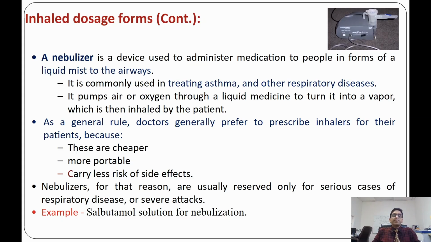A nebulizer is a device used to administer medication to people in the form of a liquid mist to the airways. It's commonly used for treating asthma and other respiratory diseases. It forces air or oxygen through the liquid medicines to turn them into a vapor, which is then inhaled by the patient.